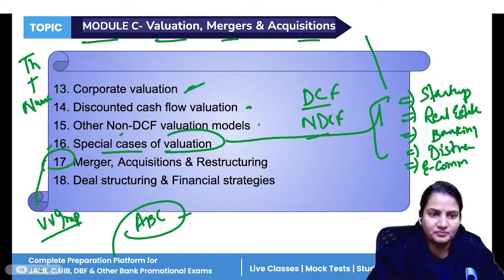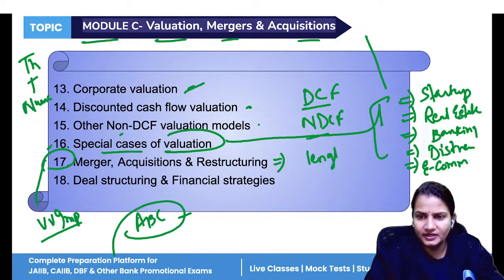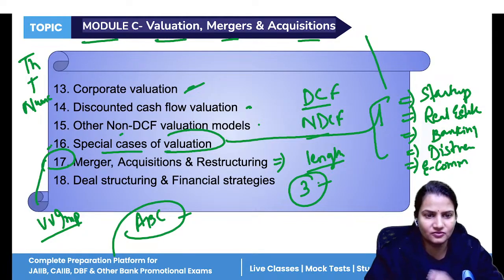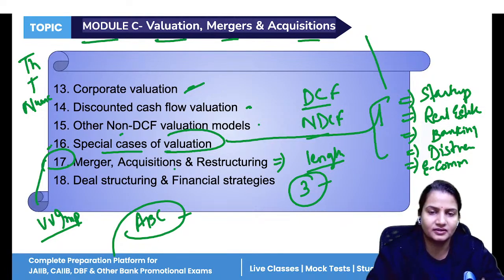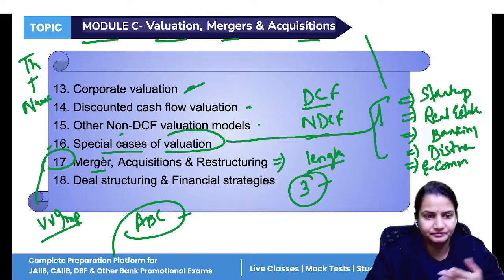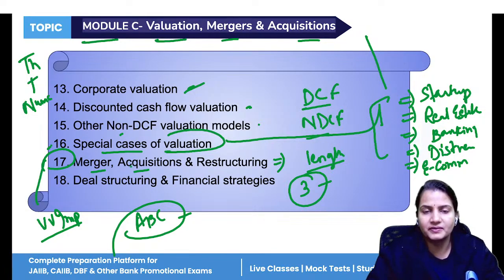Then unit number 17 is very, very important. Although all the units are important, this unit is a bit lengthy. It will take minimum 3 days to complete. And in this unit, many different terminologies are there, so you have to remember the different terms. That is, how two companies are merging, what would be the impact, the acquisition, the amalgamation, then how to restructure the company, LBO, MBO, and anti-defense mechanism. These are the topics that we have to study.